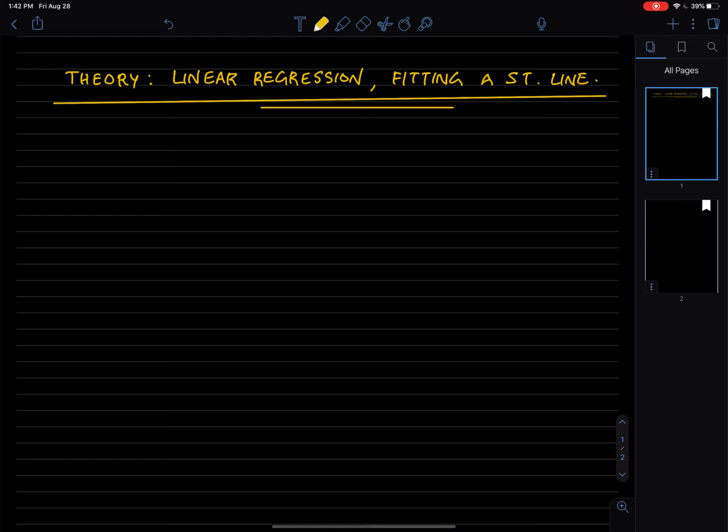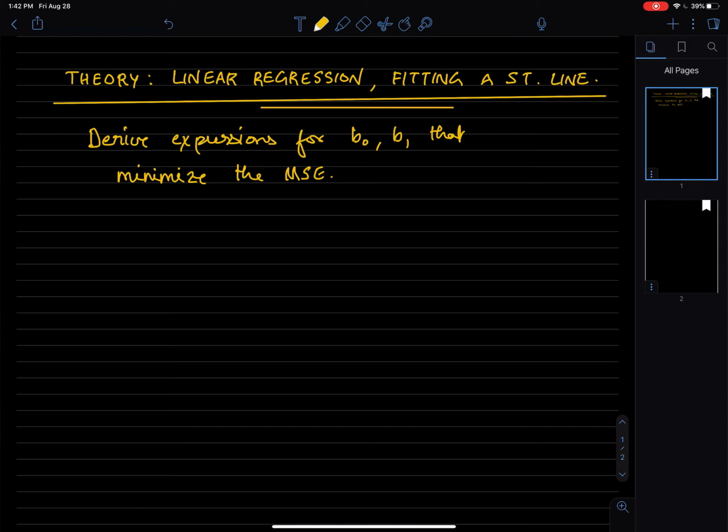Okay, so let's do a little bit of theory, and this is perhaps the simplest way to derive expressions for the optimal value of B0 and B1 that minimize the least squares error. This is for fitting a straight line to data.